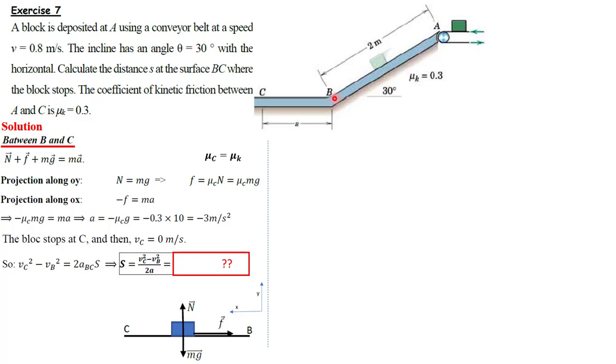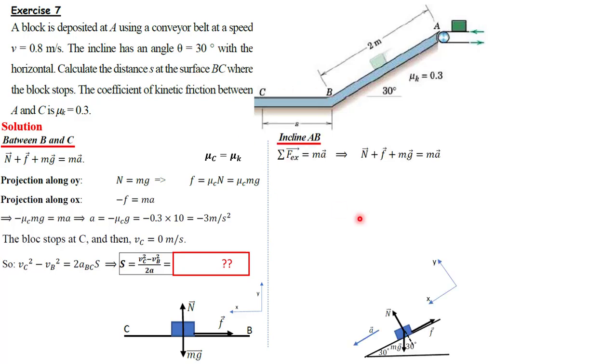So let's study now the motion along AB and deduce Vb, and then once we have Vb, we can replace Vb with its numerical value to find S. So now let's study the motion from A to B by applying Newton's second law. The objective is to find Vb.